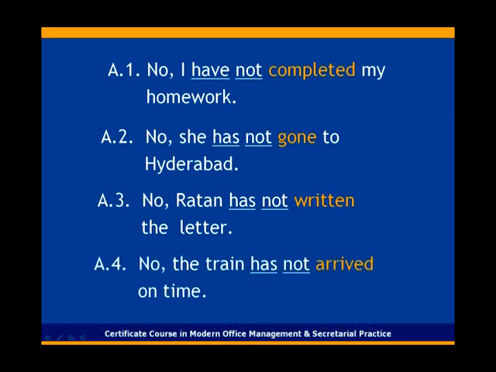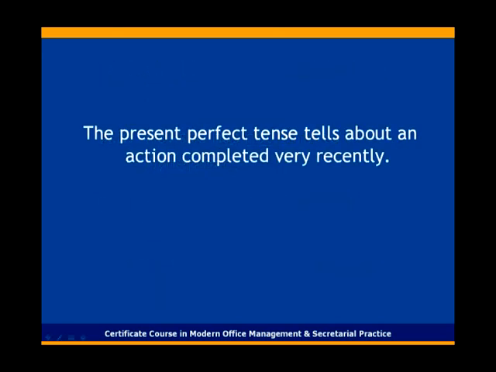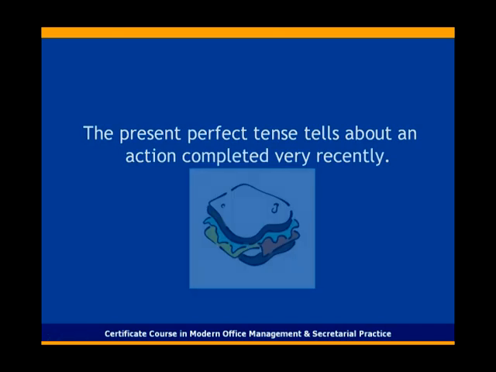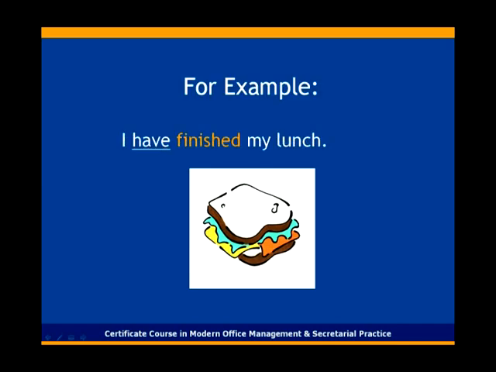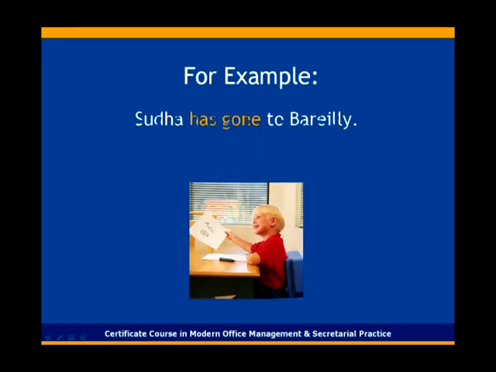Thus, we can see that the present perfect tense tells about an action completed very recently, including something that has just been completed a few minutes earlier. For example, I have finished my lunch. The present perfect tense also tells about a completed action where we don't know when it happened. For example, Sudha has gone to Bareilly.